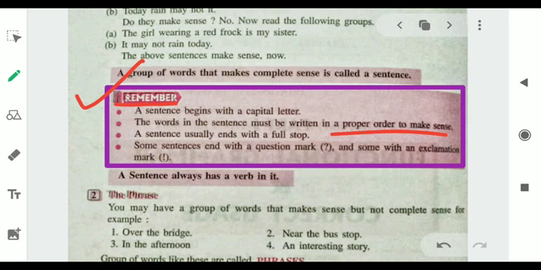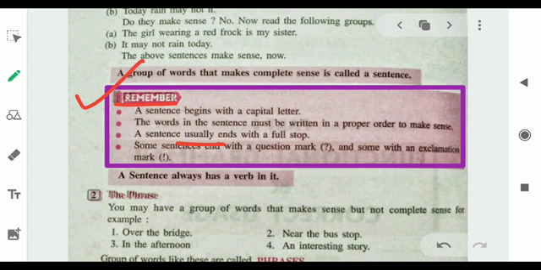proper sense only when it is arranged in proper order. It should not be in jumbled form, as I explained to you earlier. Now let's proceed to the third point of the same box. A sentence usually ends with a full stop. Yes, students, a sentence ends with a full stop, but not always, usually. Over here you can see the word usually. What does usually mean? Usually means most of the time we have to end the sentence with a full stop.